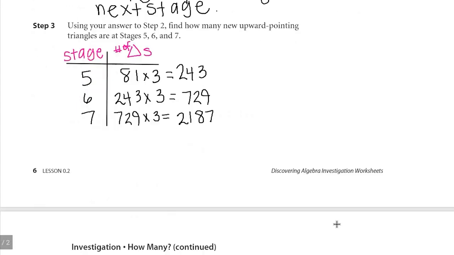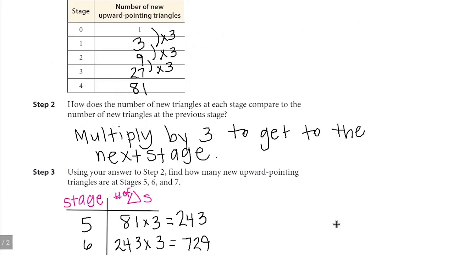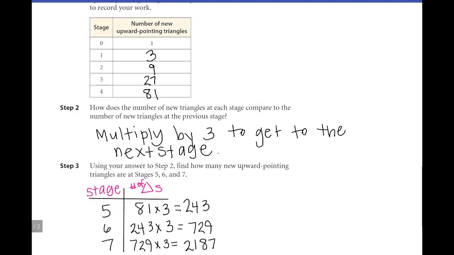However, I have to think that there's an easier way to do this. And I think there must be a way to use exponents to help us. So what I want to do is erase some of this and rewrite our answer. I'm going to use a different color. And I want to write these numbers as fractions. And we're going to start with stage 2.